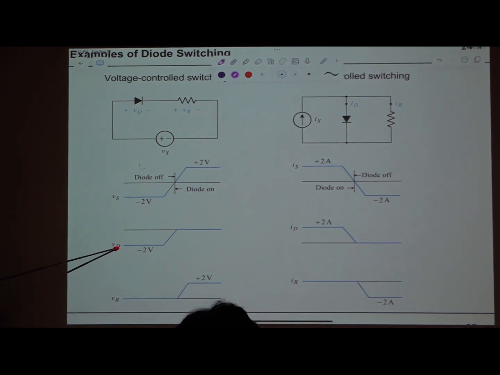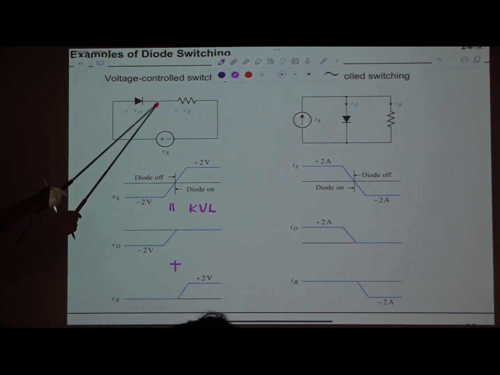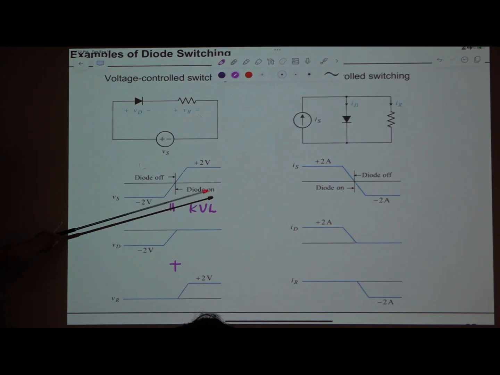So the sum of Vd and Vr, which one is this? The sum of this becomes Vs. It is something similar to KVL, Kirchhoff's voltage law. It is not this one, it is something else, but concept-wise, this is very similar to KVL. Okay, since the entire Vs is the voltage here plus the voltage there, which is this.